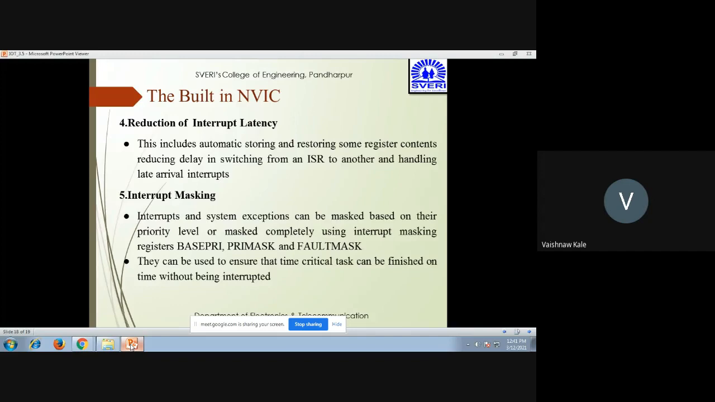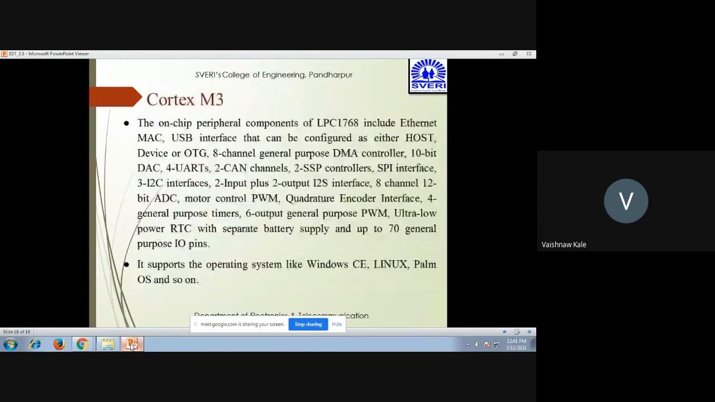Interrupt masking. Interrupts and system exceptions can be masked based on their priority levels or masked completely using interrupt masking registers like base priority mask and fault mask, which we have already seen. They can be used to ensure that the time critical task can be finished on time without being interrupted. So these are the points. Once again, we'll see what we have seen.